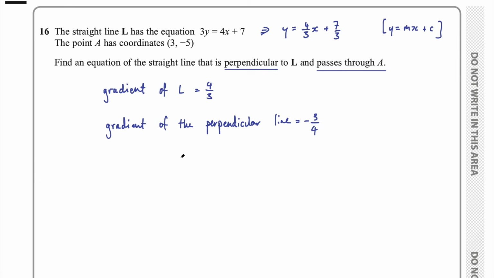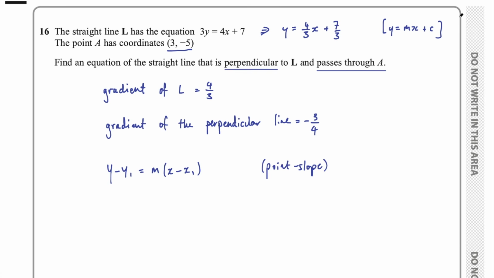So if we know a point on the line and we know its gradient, we can use the point slope formula to find the equation of the line. The point slope formula looks like this. It is y take y1 equal to m times x take x1. This is called the point slope formula. Okay, this y1 and x1, they are this point here. So y1 being negative 5, x1 being 3.